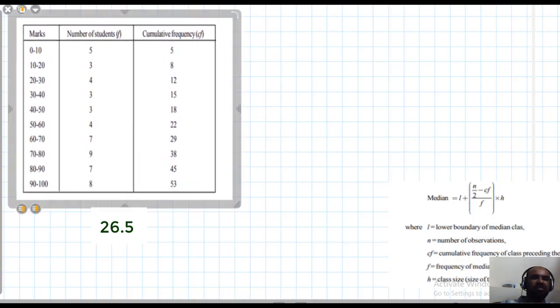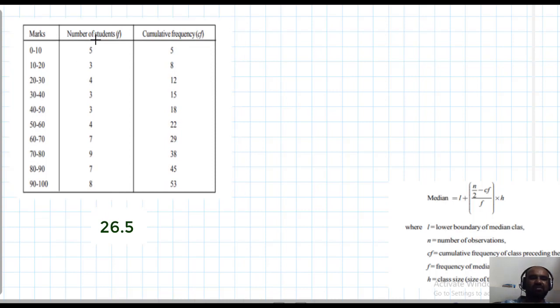Okay, so this is our table now. Marks, students, cumulative frequency, especially LCF: 5 plus 3, 8 plus 4, 12, like that. So what should we do first of all? We should find n by 2. That is 53 by 2, that is 26 and a half. First of all, we want to identify where the 26th number is. Here, 5, no, 8, no, 12, no, 15, no, 18, no, 22 also no, 29 in this group only. So you need to draw a line under that. This class interval is named the median class.